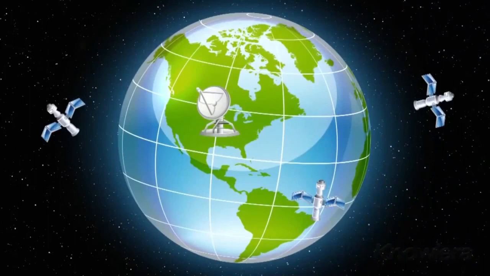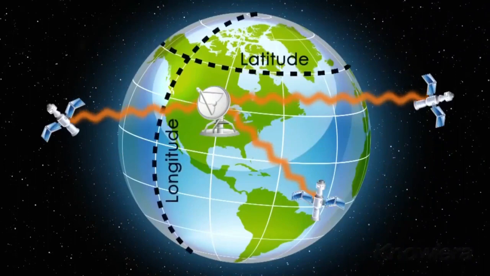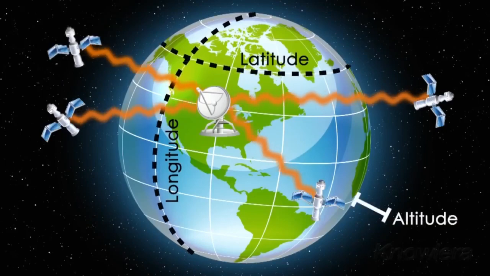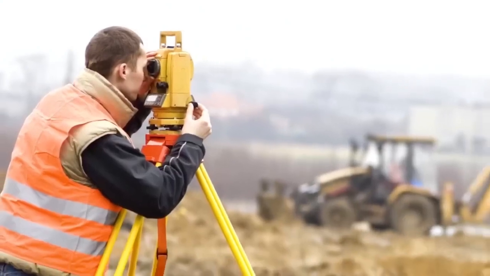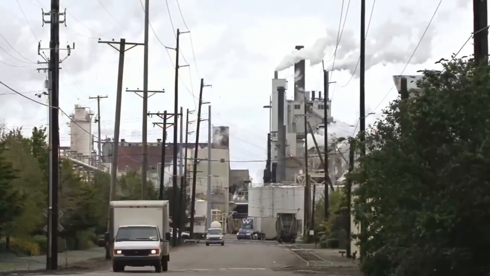A GPS receiver needs to get signals from 3 satellites to calculate latitude and longitude. If it gets a signal from 4 satellites, it can also calculate altitude. GPS is used in many ways. Scientists use GPS to gather data about earthquakes. Surveyors use it to determine property lines, and businesses use it to track delivery vehicles. A valuable tool since its invention, GPS is changing the way we view the world.